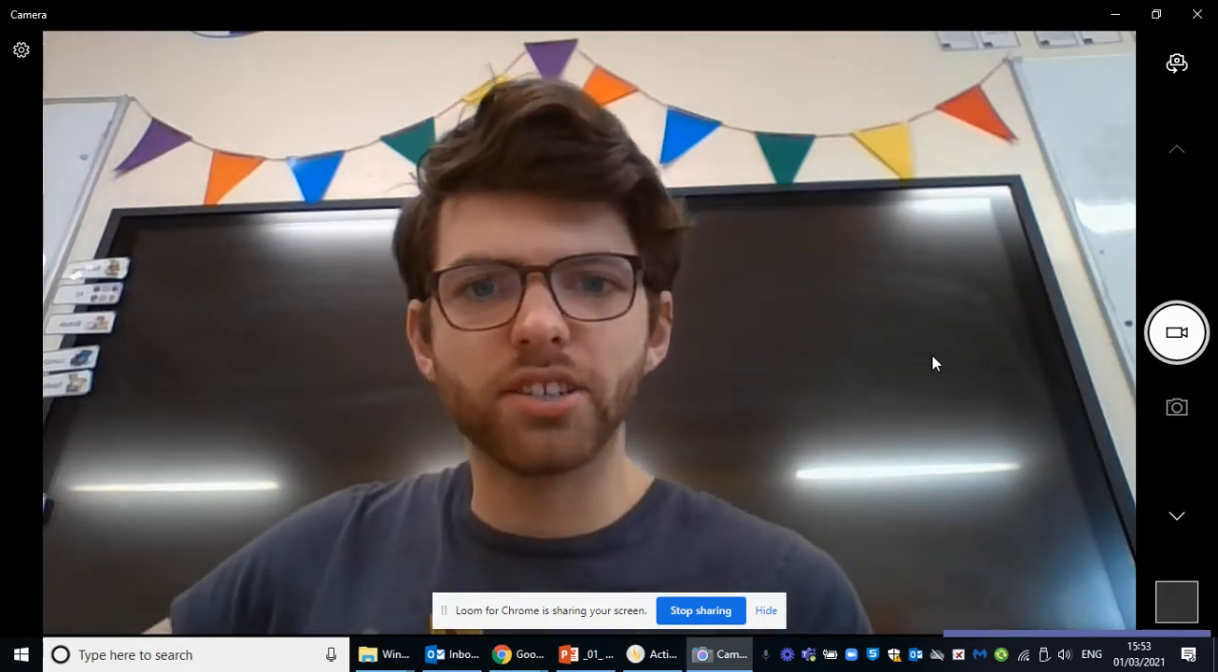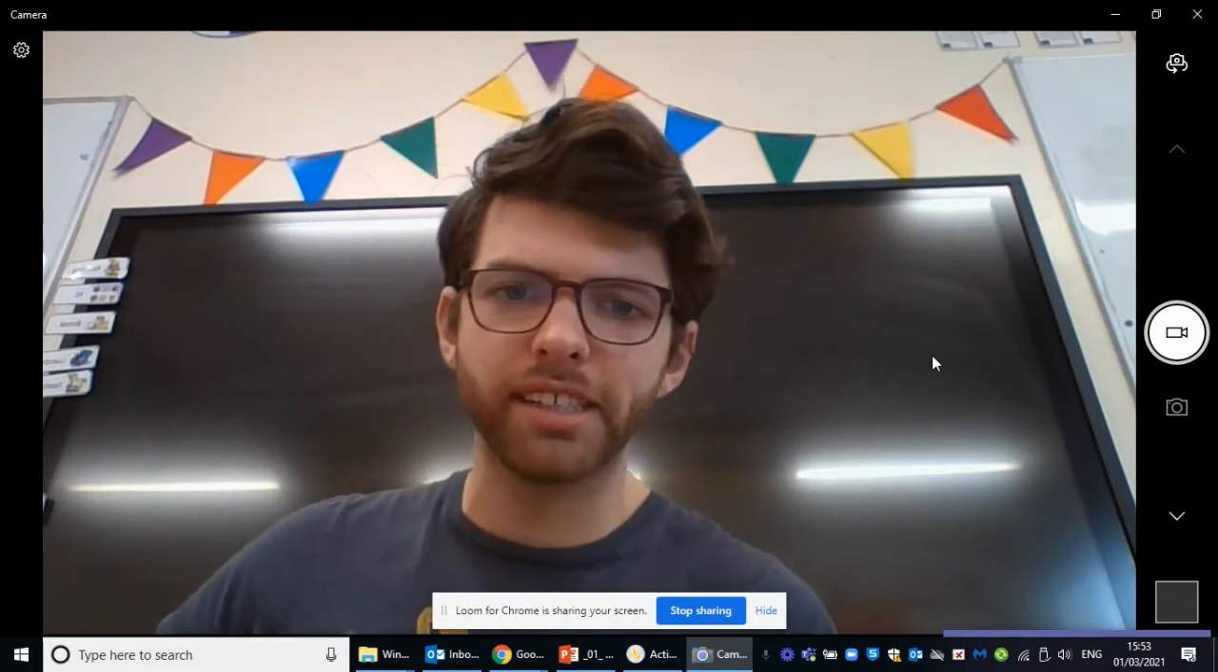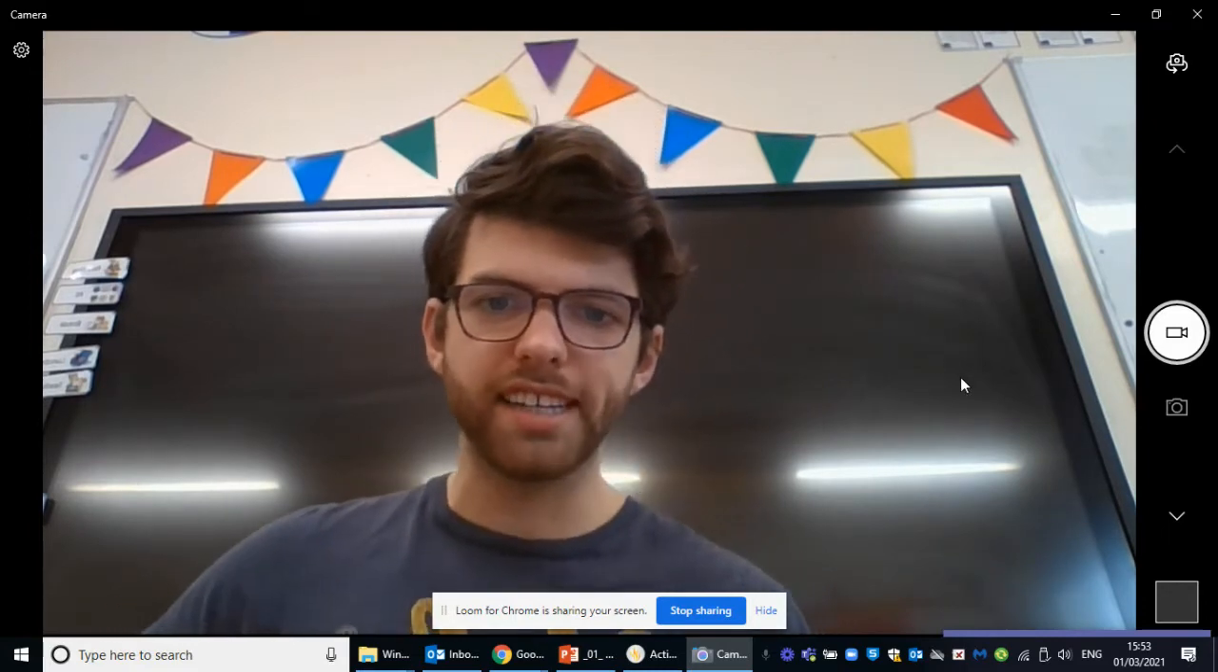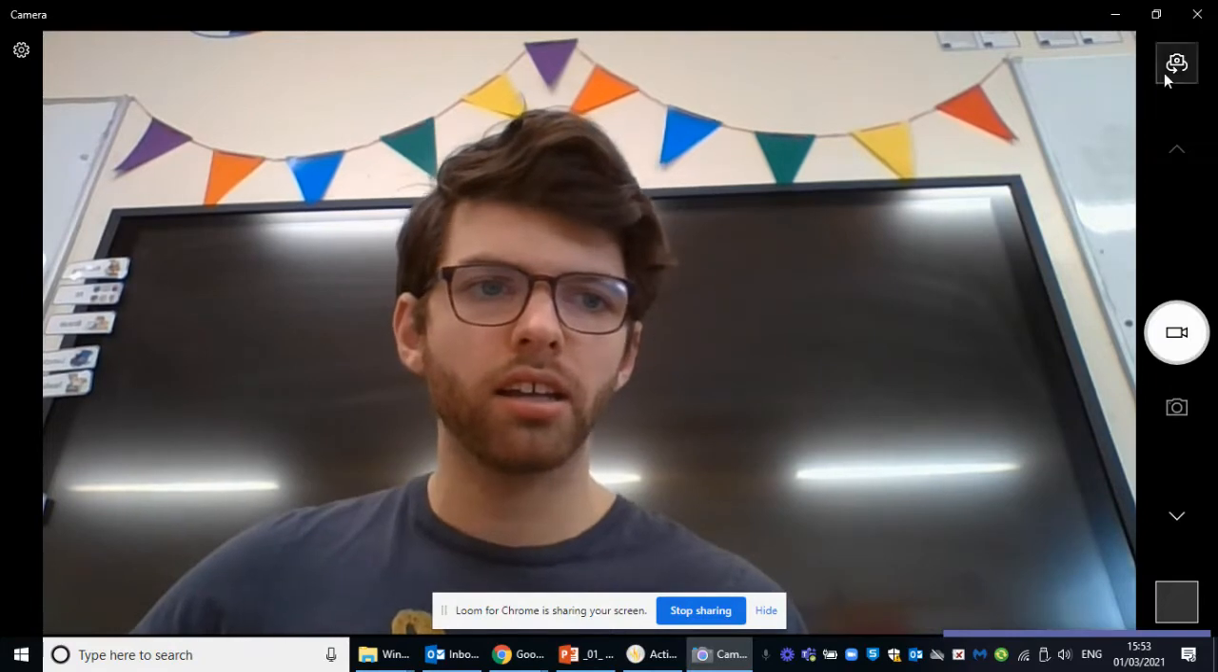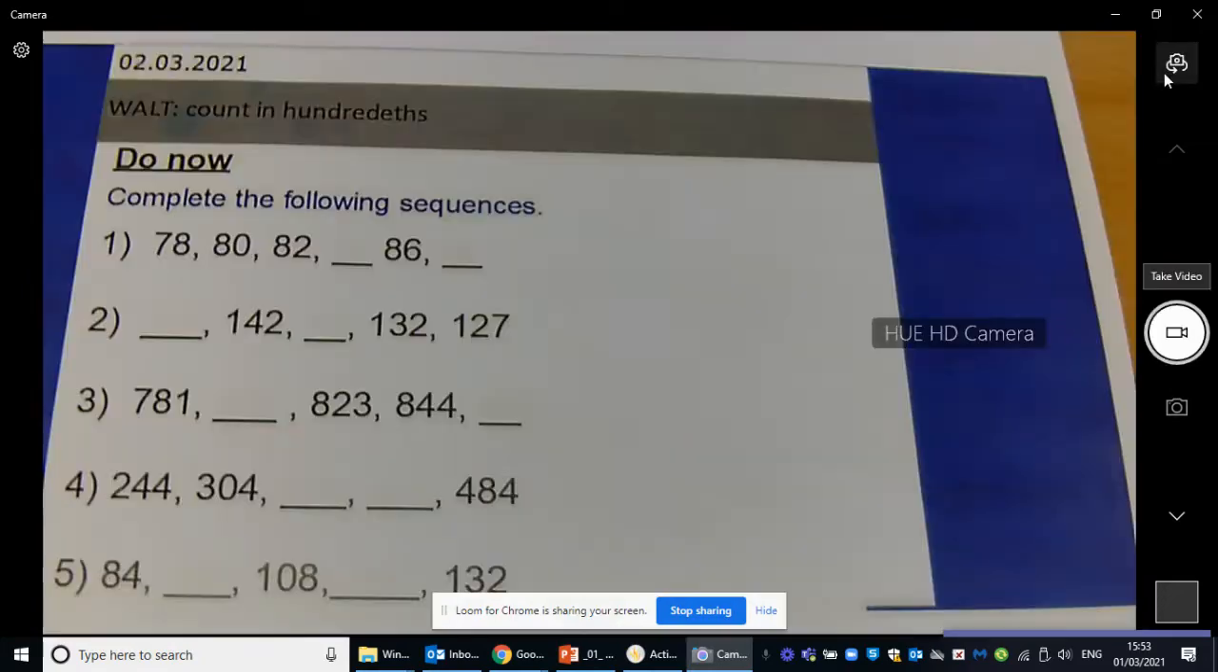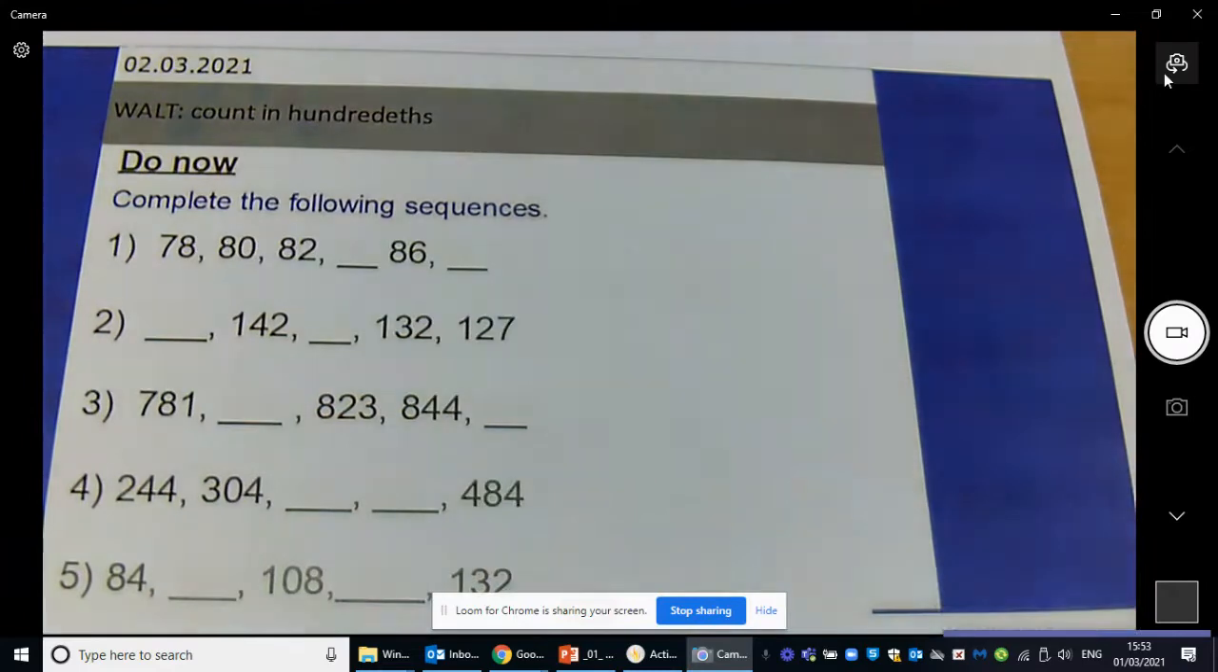So let's get straight into maths, where we're going to be continuing our work on decimals. So our WALT for today is count in hundredths. Now I apologize, at the top of each slide, you can see I've made a spelling mistake. It says count in hundredths. That is just a typing error, but I didn't want to waste paper by printing 30 more sheets out.